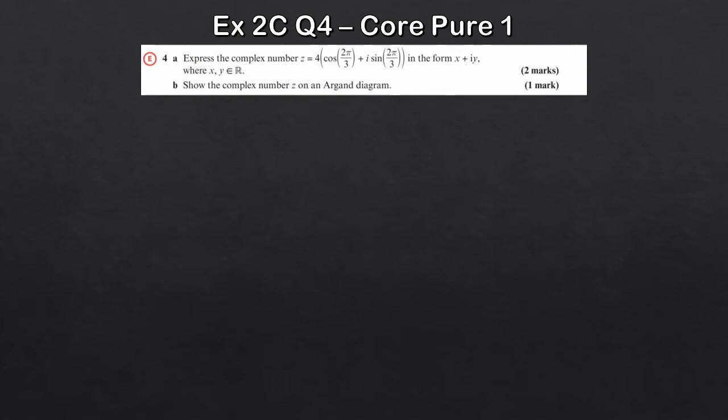So this is a nice easy one. Thought I'd throw it into the middle just as a bit of a respite. We've got question 4a. So we're given this complex number here. So z is equal to 4 (cos 2 pi over 3 plus i sine 2 pi over 3). And we've got to write it in this form x plus iy, and x and y are just real numbers. So how do we do this? So let's just write it down.